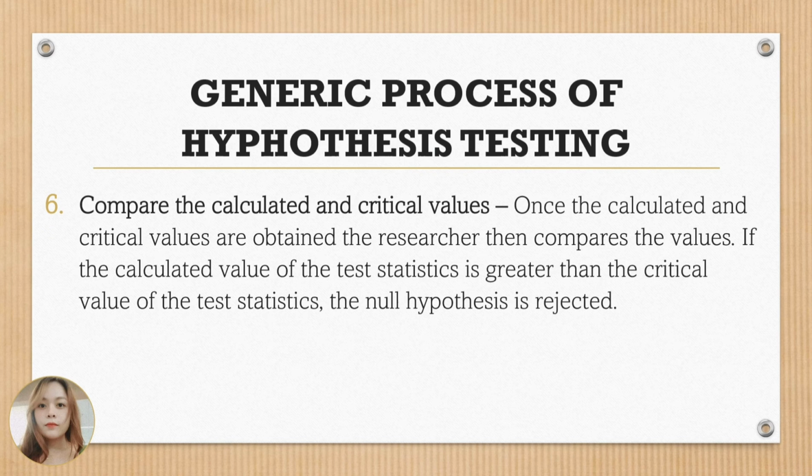6. Compare the calculated and critical values. Once the calculated and critical values are obtained, the researcher then compares the values. If the calculated value of the test statistic is greater than the critical value of the test statistic, the null hypothesis is rejected.